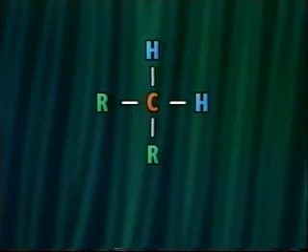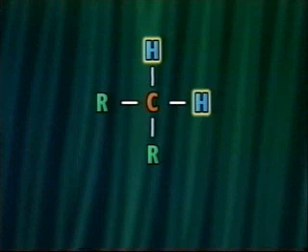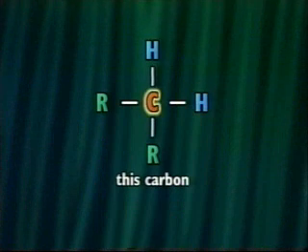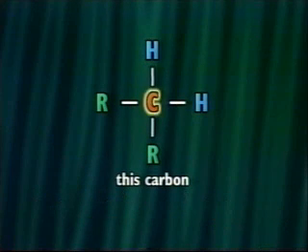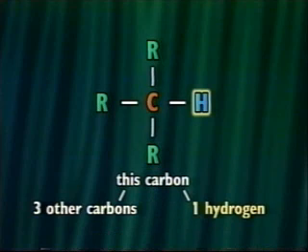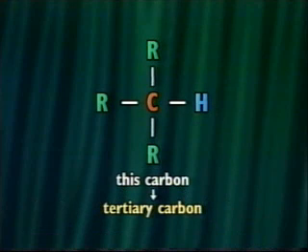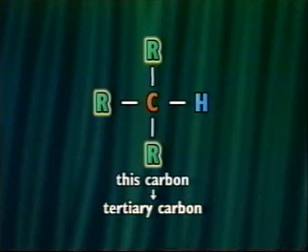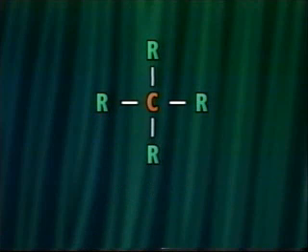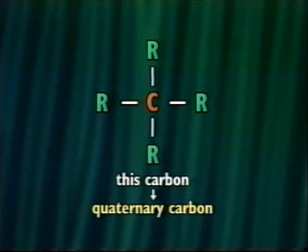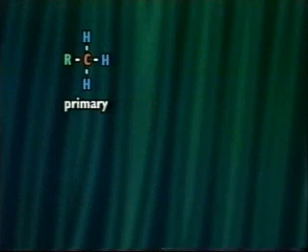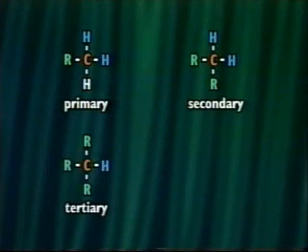And now, check out this carbon with 2 R's and 2 H's. That lets us know that our carbon is attached to 2 other carbons and 2 hydrogens. We call this type of carbon a secondary carbon. And this carbon here, with 3 R's and only 1 H, is called a tertiary carbon because it's attached to 3 other carbons. Finally, this carbon here, with 4 R's attached to it, is called a quaternary carbon. Got it? Primary, secondary, tertiary, and quaternary.